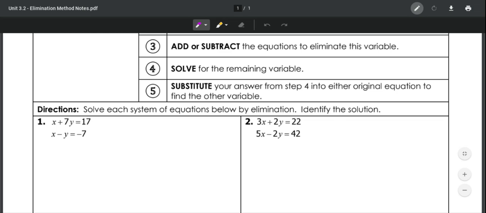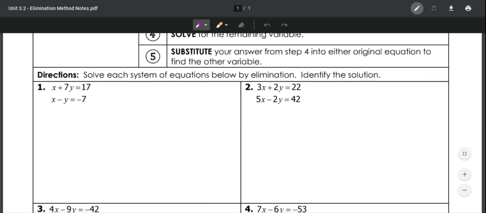Then you're going to substitute that variable that you found into one of the original equations, and that will allow you to solve for both. I'll show you what that looks like because those steps are a little confusing when you just hear them.